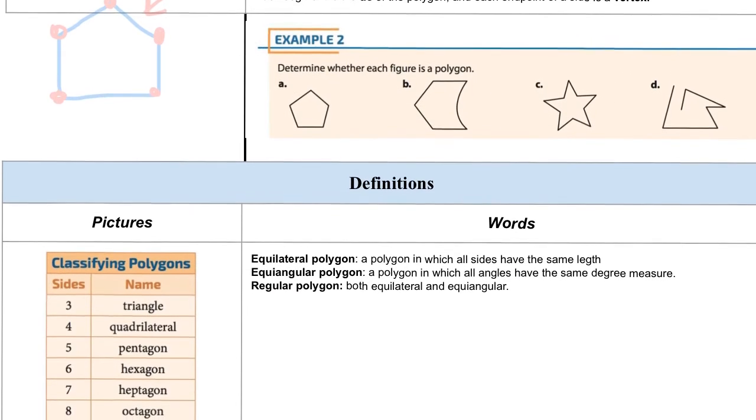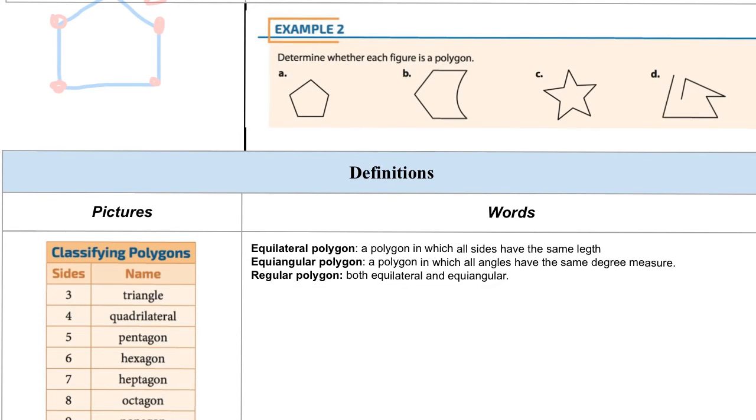All right, so let's look at example 2. Determine whether each figure is a polygon. Is A a polygon? Yes, A is a polygon. It is a simple closed curve, and it consists of segments. What about B? Is B a polygon? No, B is not a polygon. The reason B is not a polygon is because it has one side that is not a segment. It's not a segment. So therefore, it's not a polygon.